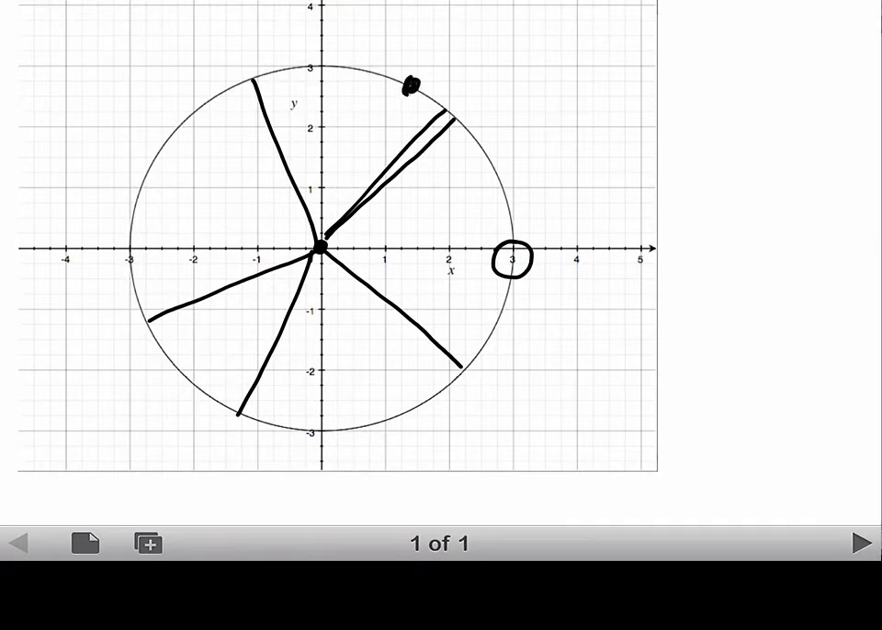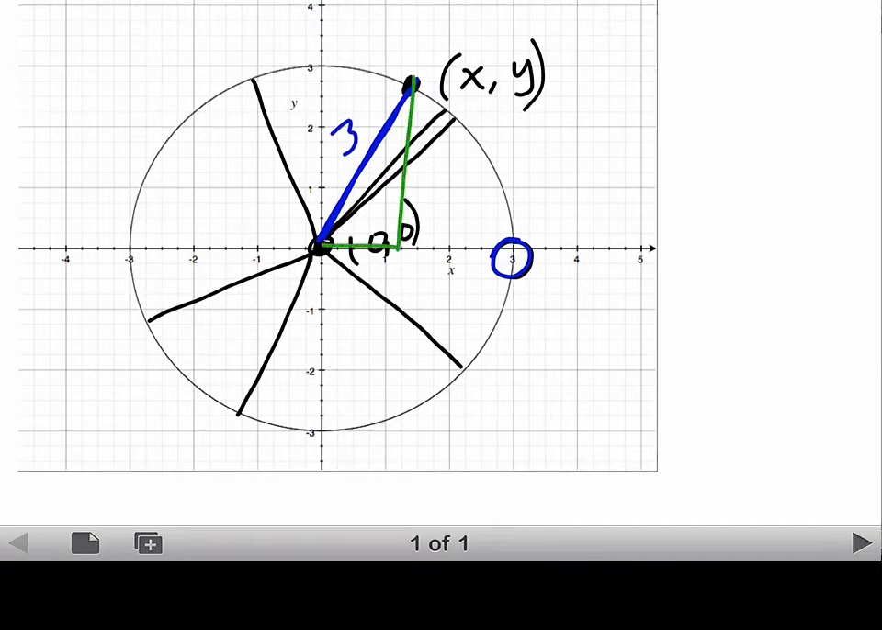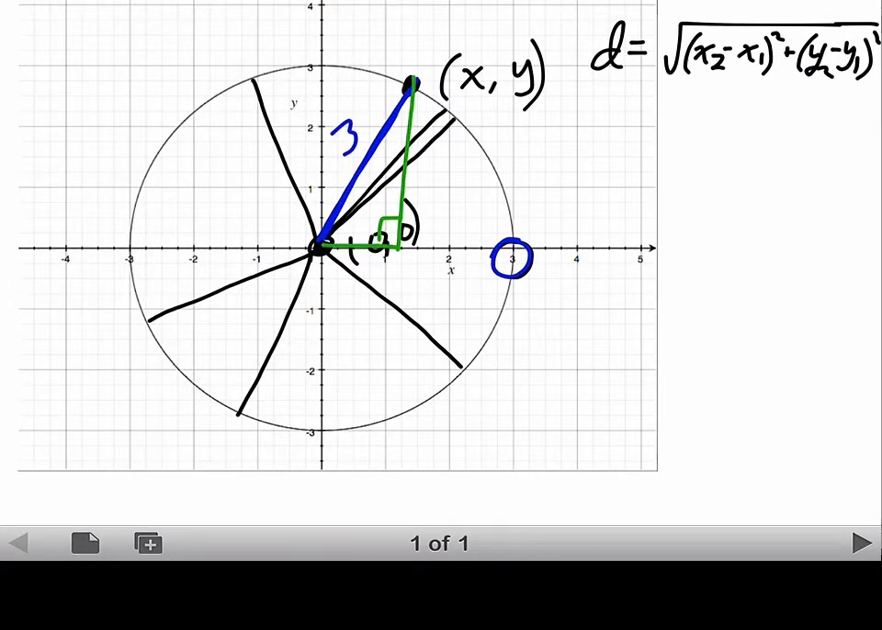So if we consider a point that's on a circle, say x comma y, and the center of the circle, which in this case is 0 comma 0, what we're saying is that the distance is always equal to the radius, which in this case is 3. So if we turn this into a right triangle, then we can apply the Pythagorean theorem. Alternatively, we can just consider the distance formula itself. Remember that the distance formula is the square root of x2 minus x1, the quantity squared, plus y2 minus y1, the quantity squared.